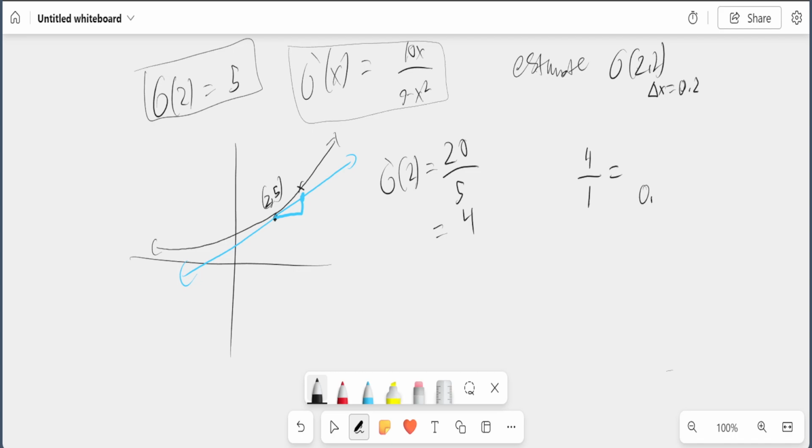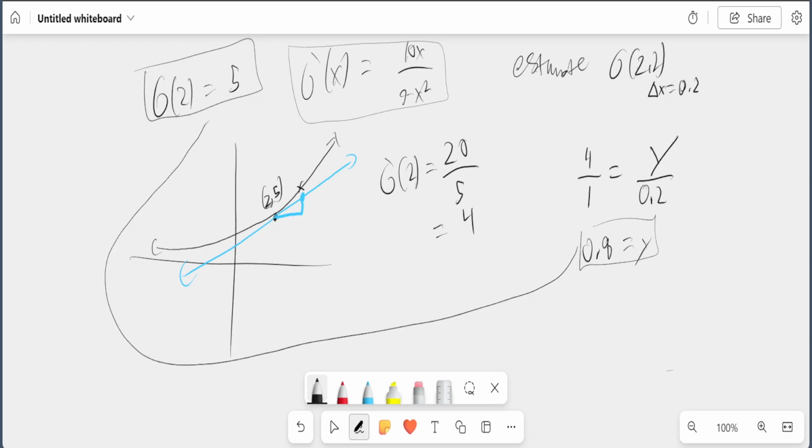So that means for a change of x of 0.2, instead of a change in x of 1, what's our change in y? I'll put y there just for consistency. So 4 times 0.2, that's 4 times 2 over 10. So that's 8 over 10. So 0.8 is equal to y. So that's our change in y, right? So let's just add that. And again, this is just an approximation, right? So let's add that to our y value. So it's 5.8. That's our answer.